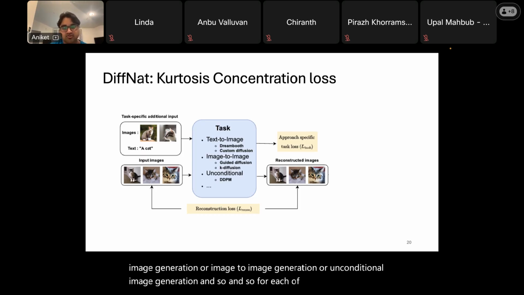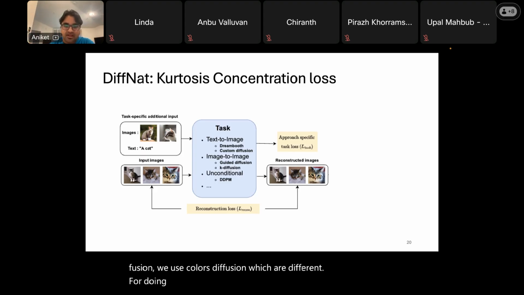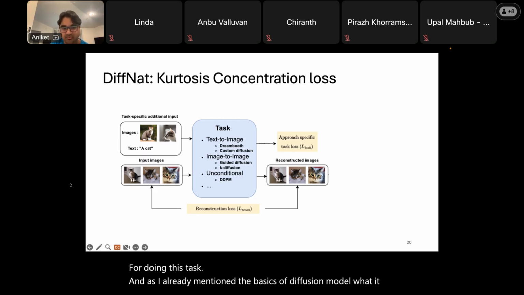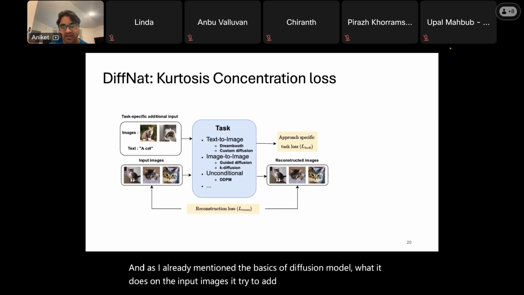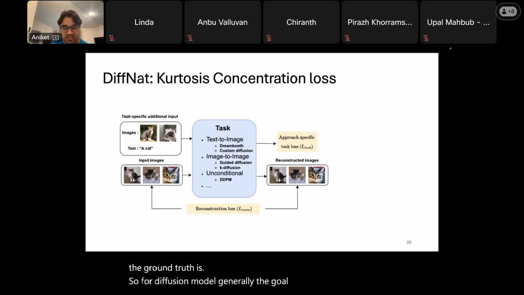For each of the tasks, we also use multiple methods. For text to image generation, we use Dream Booth and Custom Diffusion, which are different ways of dealing with the problem. For image to image generation, we use Guided Diffusion and Karras diffusion, which are different approaches for doing this task. And as I already mentioned, the basics of a diffusion model is that on the input images, it tries to add noise till it becomes totally random noise. The goal is to reconstruct, from the noisy version of the image, what the ground truth actually is. So for a diffusion model, generally the goal is to minimize the reconstruction objective.